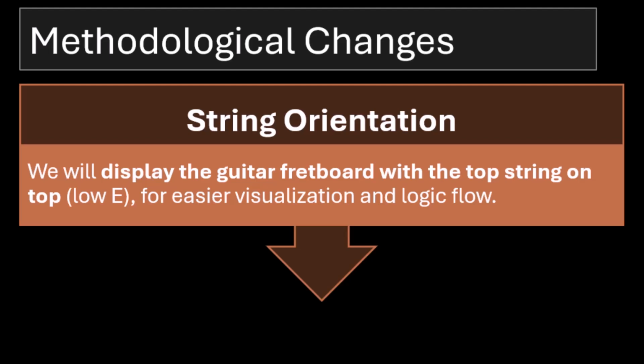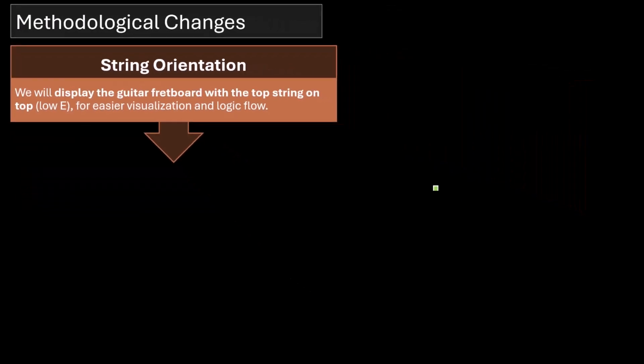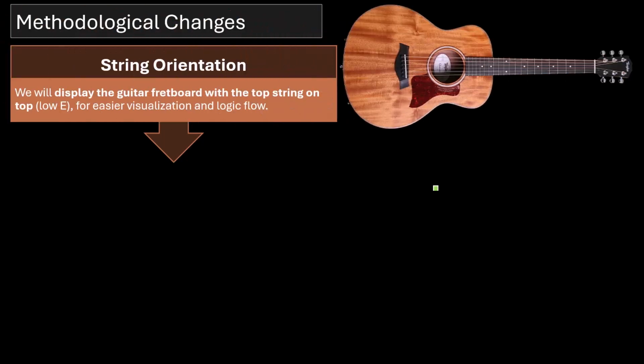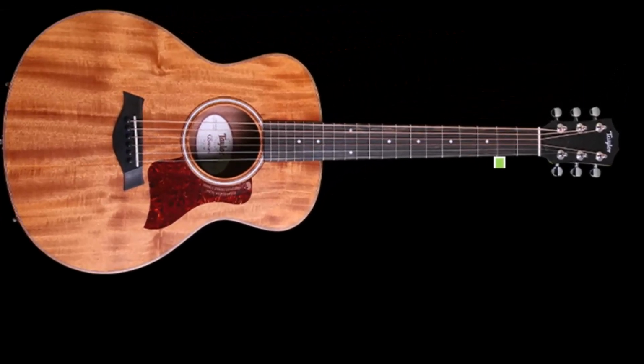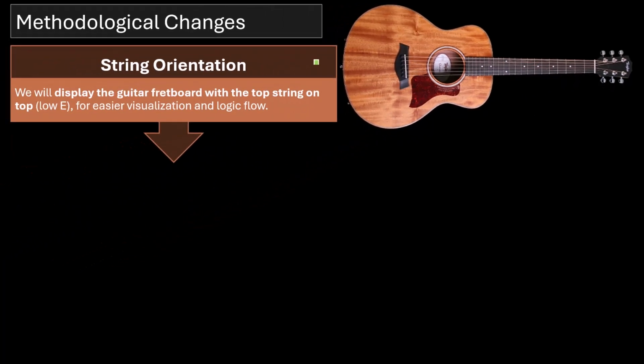So one thing is we're going to be displaying the guitar fretboard with the top string on top. That means the low E string, for easier visualization. So when I play my guitar, if I was playing on camera, you would be facing me playing the guitar. Notice the guitar neck is going to be facing to the right. But when you're looking at the screen, your guitar neck is going to be facing the opposite direction.